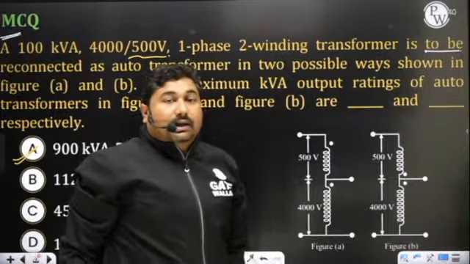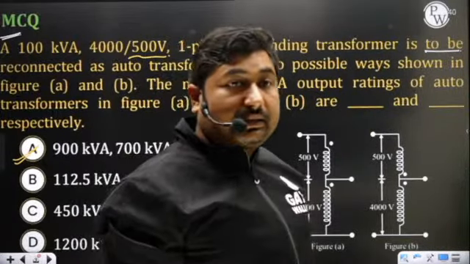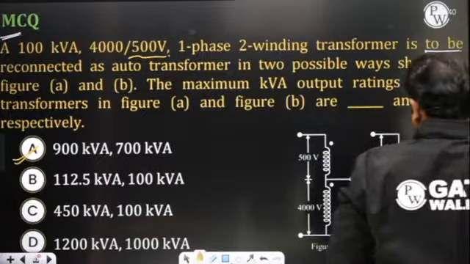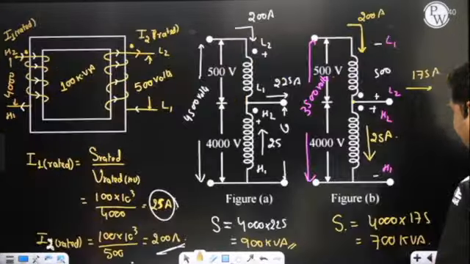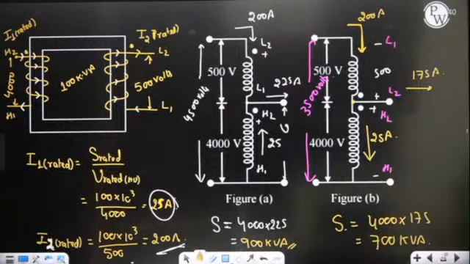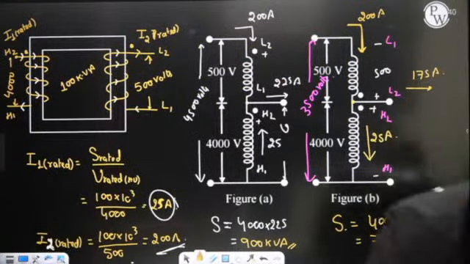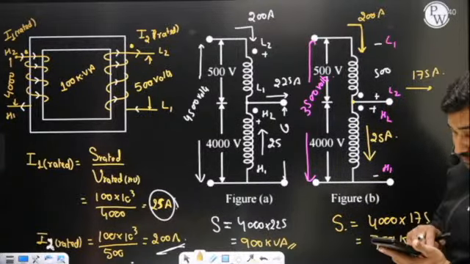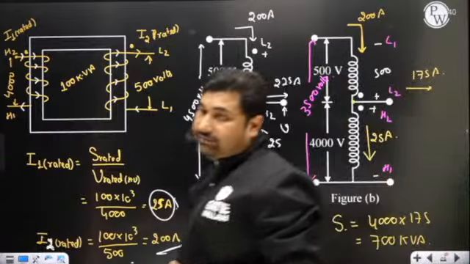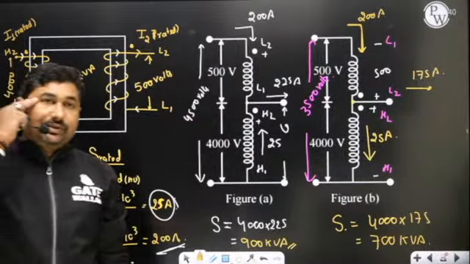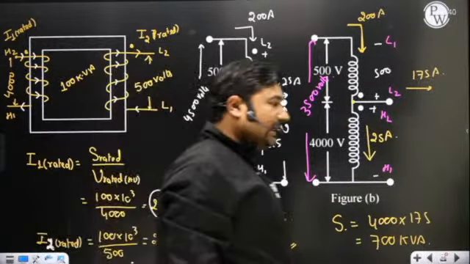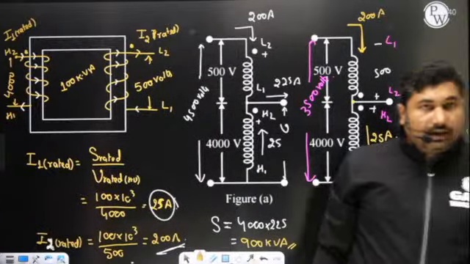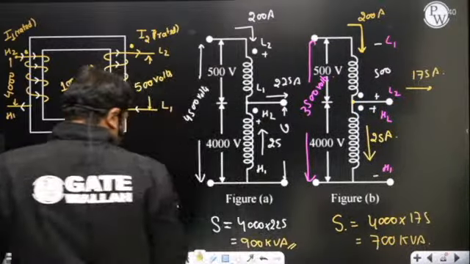Sir, 3500 into 200. You can use it either from HV side or LV side, it doesn't matter. You can use it from either side, it doesn't matter. HV or LV will remain same. 3500 into 200 is also 700 kVA only. Okay. HV and LV side kVA rating will remain same. Okay, great. Come to the next question.